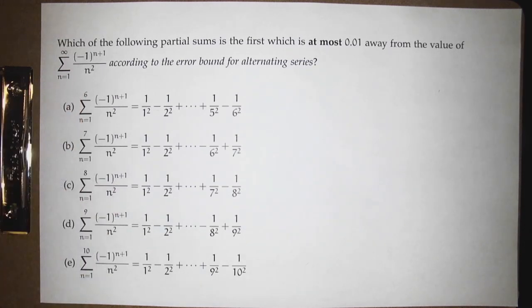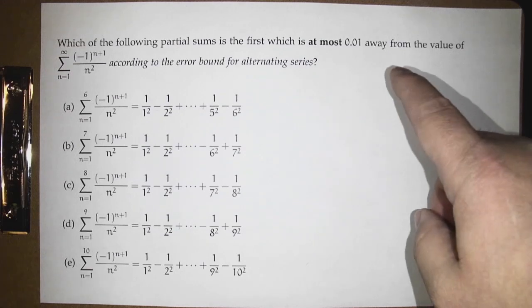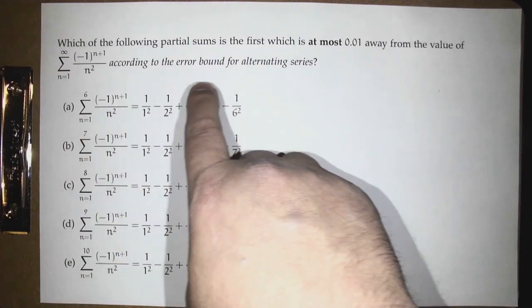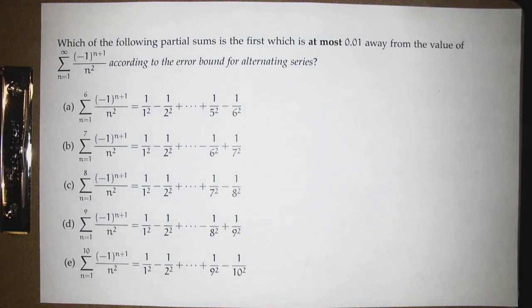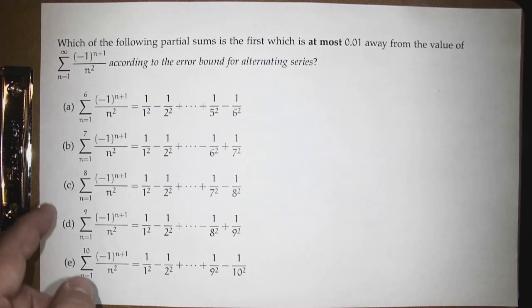So we want to know how far do you have to go in the partial sum so you're at most 0.01 away, according to the error bound for alternating series. So using the error bound, which one of these sums is the right sum to look at? So essentially, we're going up and stopping at either 6, 7, 8, 9, or 10. Do we have an answer?